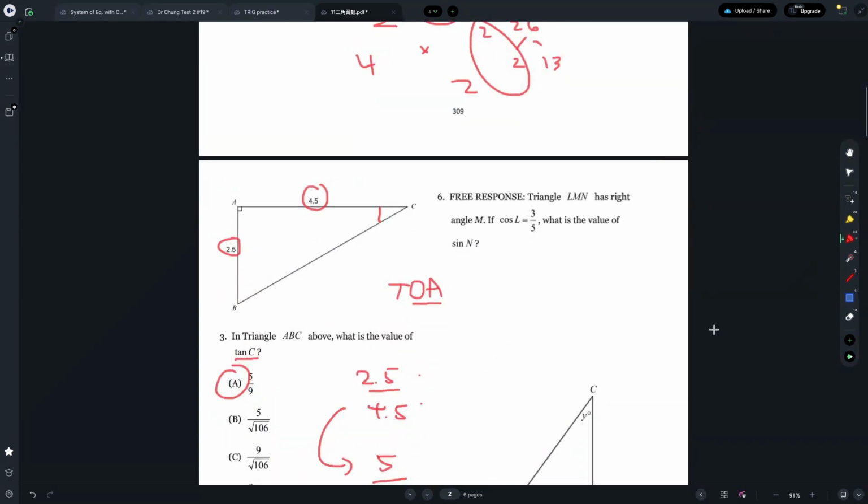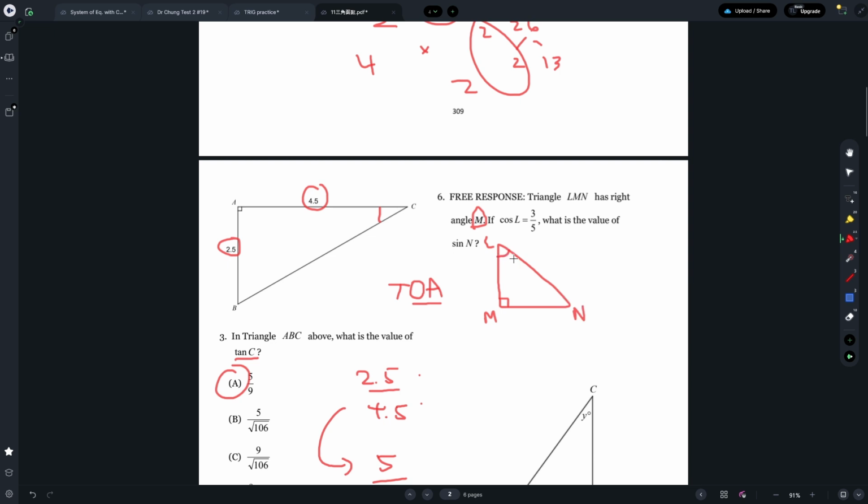All right, number 6. Triangle LMN has right angle M. If cosine L equals 3 over 5, what is the value of sine N? So if we draw a diagram here, LMN, right? Angle M is a right angle. So instead of saying it's a 90-degree angle, it says it's a right angle, which is basically saying the same thing. So we know M is here, and then we can draw L and N.